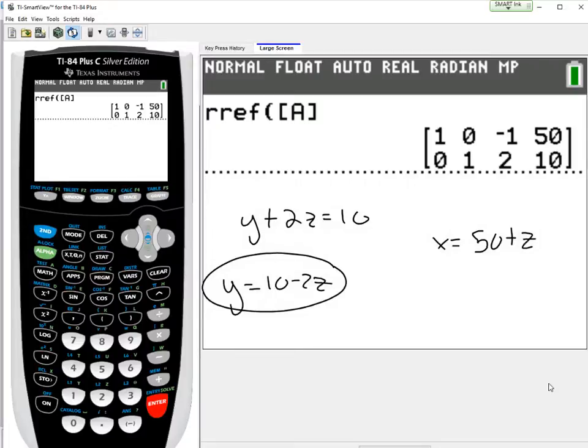You typically, I'm going to say about 99.99%, it's always going to be dependent on z. And every problem that I've ever done, it's always dependent on z. Because this one is different. So here my solution would be 50 plus z, and then we've got 10 minus 2z, comma z.